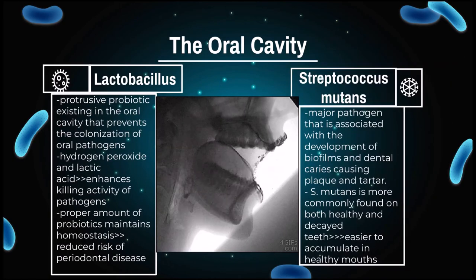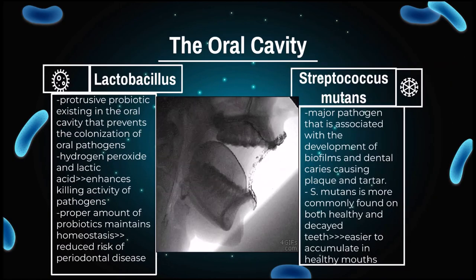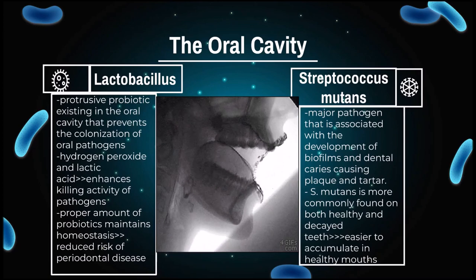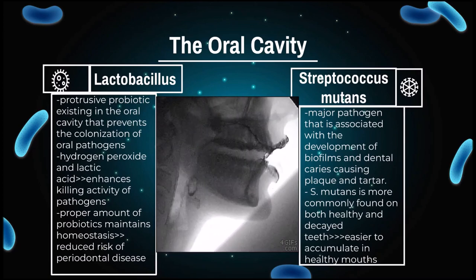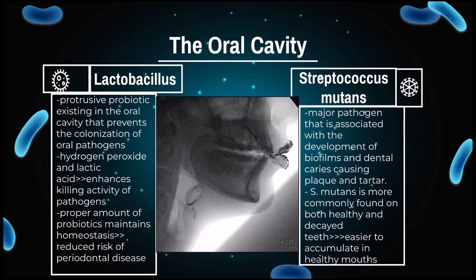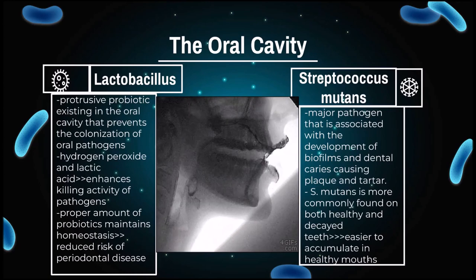The oral cavity is home to microbial communities that play an important role in the pathogenesis and development of various oral and systemic diseases, as well as commensal organisms that contribute to the host's health. Lactobacillus is a probiotic existing in the oral cavity, and it prevents the colonization of oral pathogens, and it produces hydrogen peroxide and lactic acid.